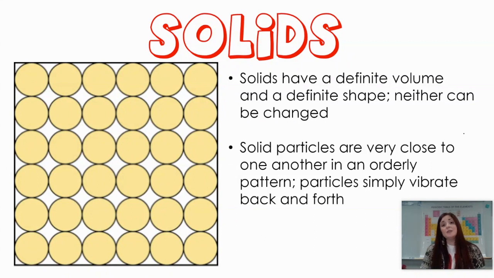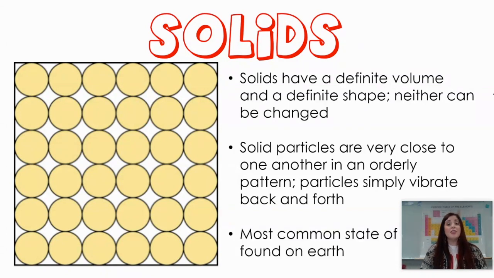Solid particles, like we said, are in a very orderly arrangement, and this is because the particles don't move past one another. These particles will only vibrate back and forth. They just do this next to one another. Because they're not sliding past one another, they are going to retain their shape.